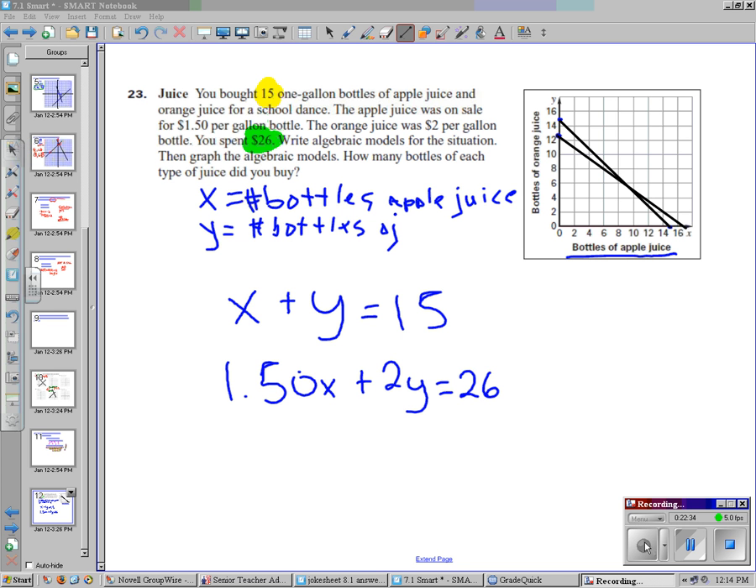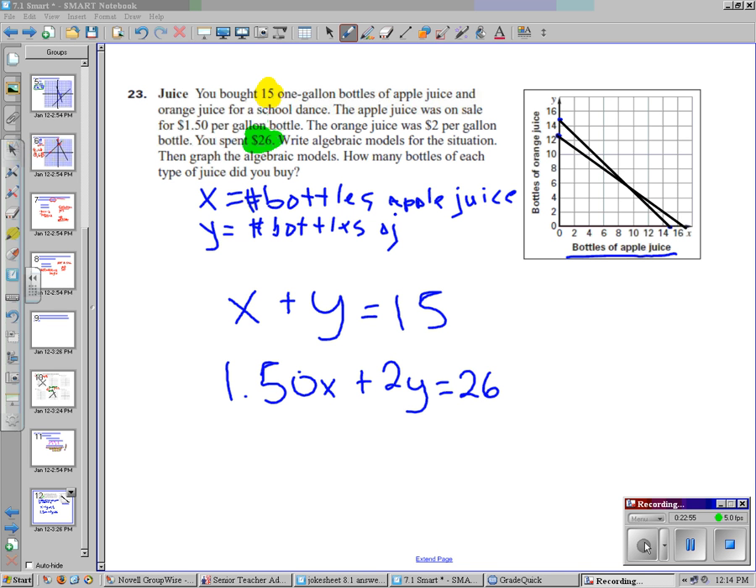Okay, what are some thoughts we have in regards to XY pairs that might work? What do we think, Chris? Algebraic. No, I'm not doing algebraic right now. I'm doing graphing. Okay, that's what we're doing here, graphing today. What do you say, Josh? 9 and 6. You think 9 and 6? Well, let's check it out. 9 plus 6 is 15.